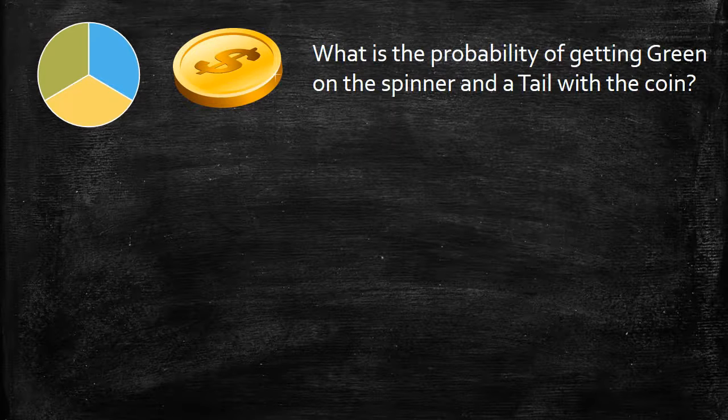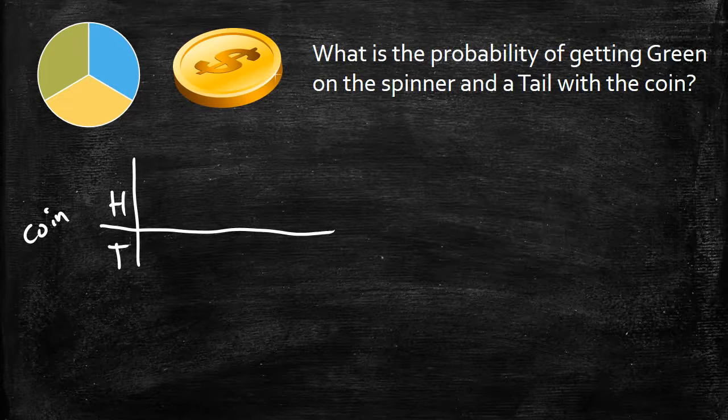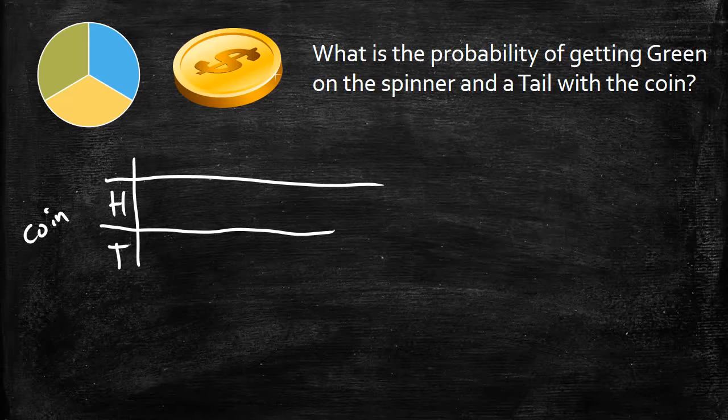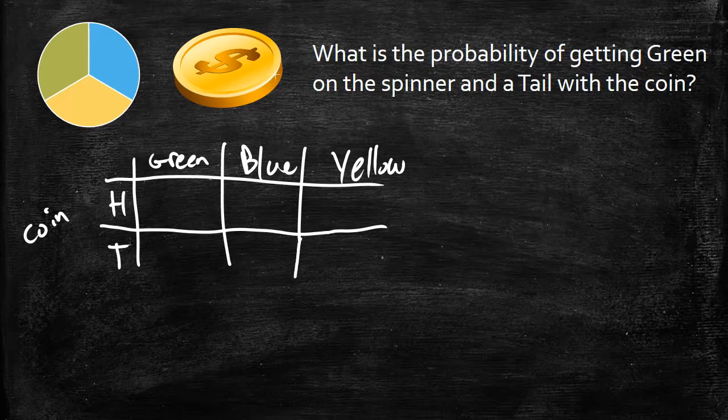So we know how to do this using a probability table, so that's what I'm going to set up first. I'm going to set up my coins over here, and I know that I can get a heads or a tails. And then I'm going to set up my spinner. I know that I can get a green, a blue, or a yellow. And I'll just straighten out my table here a little bit.